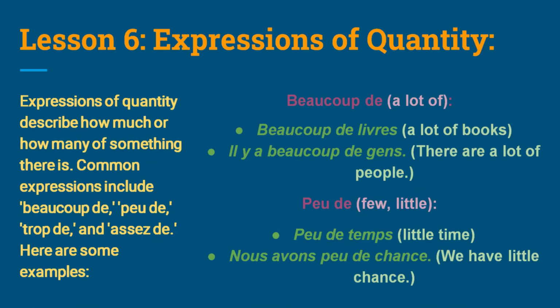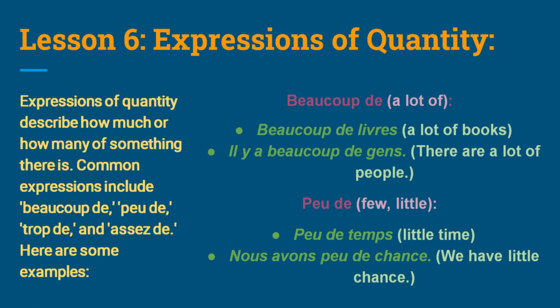Lesson 6. Expressions of quantity. Expressions of quantity describe how much or how many of something there is. In French, expressions include beaucoup de, peu de, trop de, and assez de. Here are some examples. Beaucoup de, a lot of. Beaucoup de livres, a lot of books. Il y a beaucoup de gens. There are a lot of people.